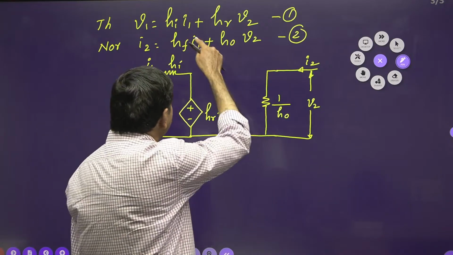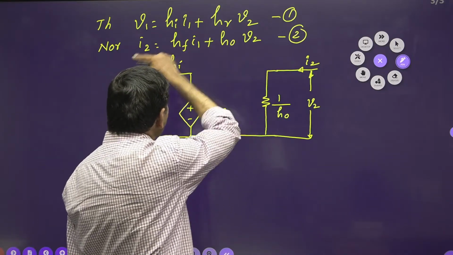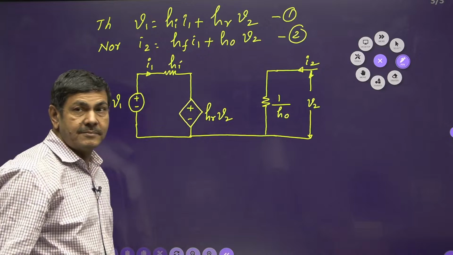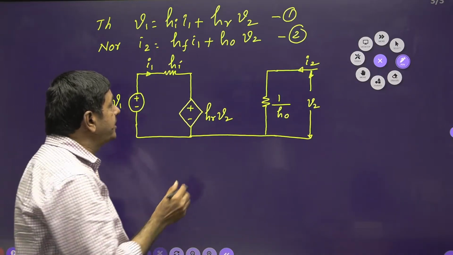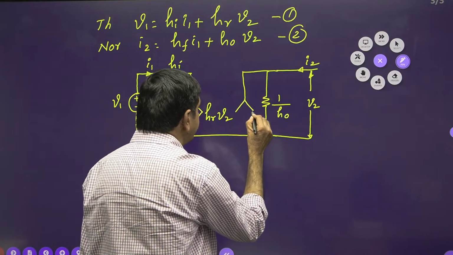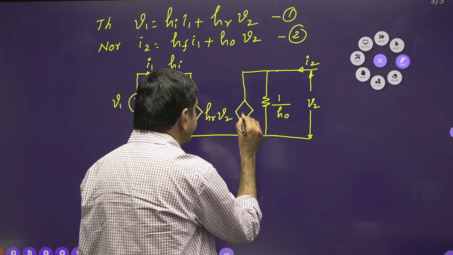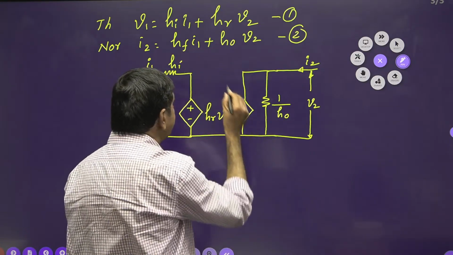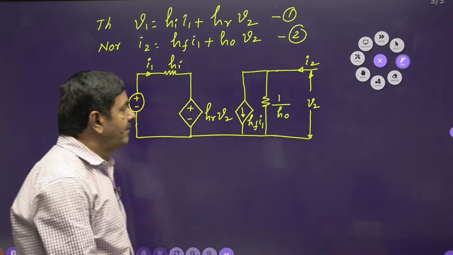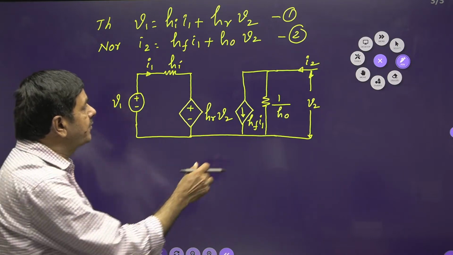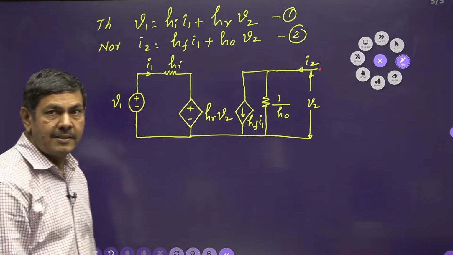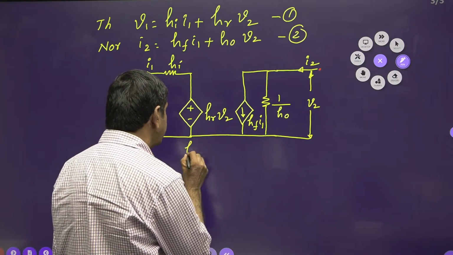And one more current is passing through the other path. This is nothing but the output circuit being dependent upon the current I1. It depends upon the input current I1. So, we must take one dependent source here. That current is nothing but HF into I1. Finally, we are getting I2 equals V2 into H0 plus HF into I1. This is said to be the H parameters equivalent circuit.